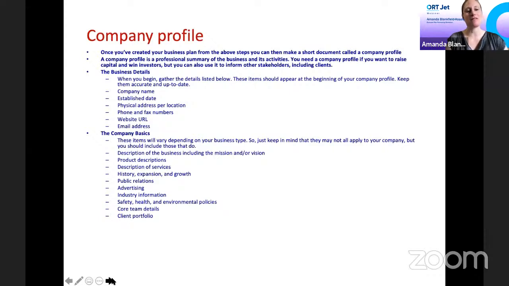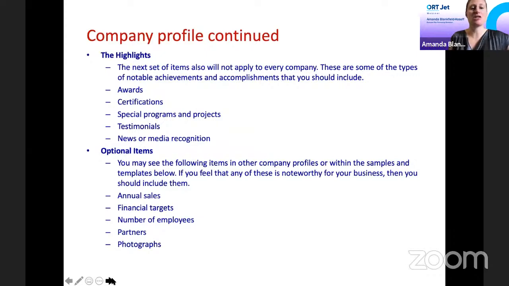And then the company basics, the items that will vary depending on your business type. The description of the business, including the vision and or mission, product descriptions of services, history, expansion and growth, public relations, advertising, industry information, safety, health and environmental practices and policies, core team details, client portfolio. Those are the sections that you'd have there, and they each have a paragraph and maybe pictures or graphs as well. And then you'd also add in a section on highlights.